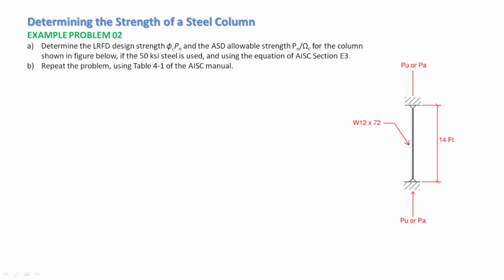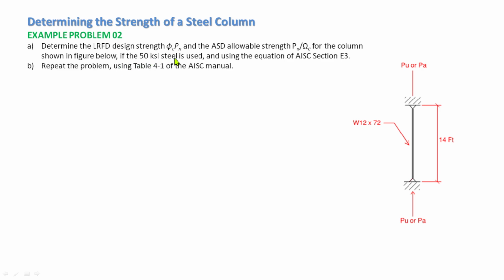In today's video, we will walk through another sample problem regarding the determination of the strength of steel columns. In this problem, we have parts A and B. For A, we are required to determine the LRFD design strength and the AISC allowable strength for the column shown in the figure below. So we have here the column.